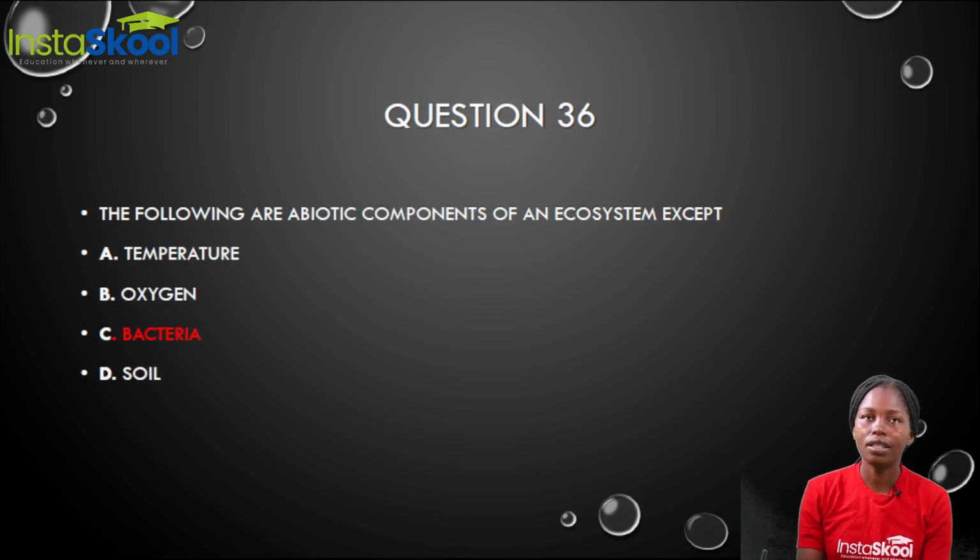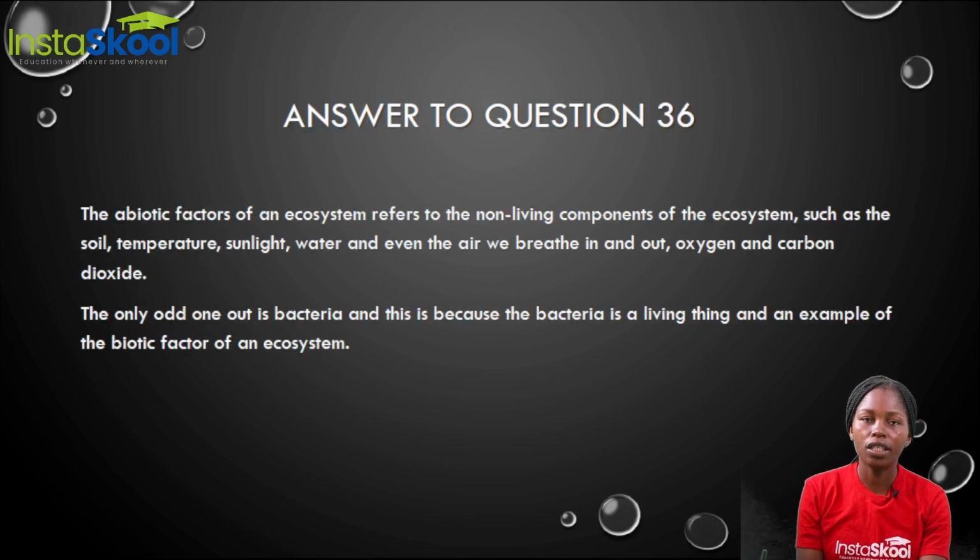Question 36. The following are abiotic components of an ecosystem except. Now, what are the abiotic factors or components of an ecosystem? These are simply the non-living components of our ecosystem. And when we talk about the non-living components, we're talking about sunlight, temperature, water, soil, and even the air we breathe in and out, that is oxygen and carbon dioxide.